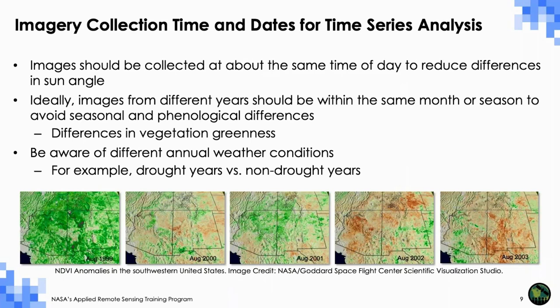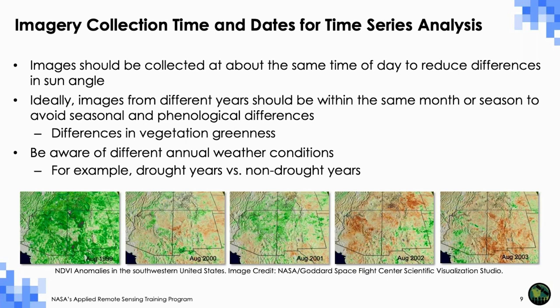Now let's talk about some of the imagery selection criteria for completing your own time series analysis. Images should be collected around the same time of day to reduce differences in sun angle. Ideally, images from different years should be within the same month or season to avoid seasonal and phenological differences in imagery. For example, if you choose an image in the dry season and an image in the rainy season, assuming you can find one that is cloud-free, then you'll see differences in vegetation greenness due to different precipitation amounts rather than actual change in land cover.